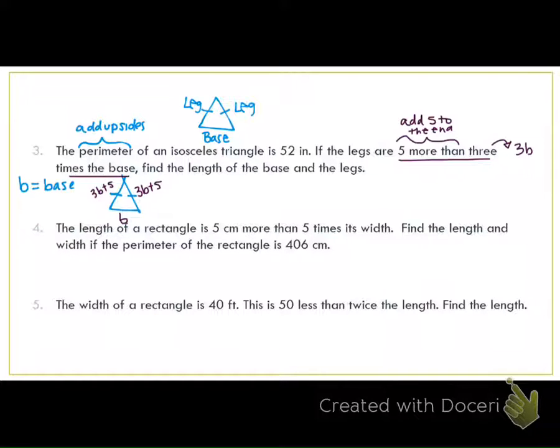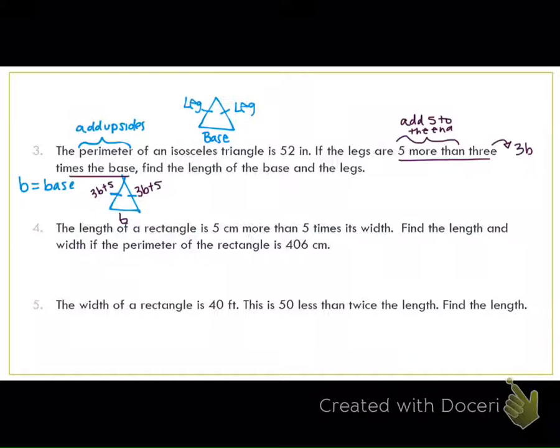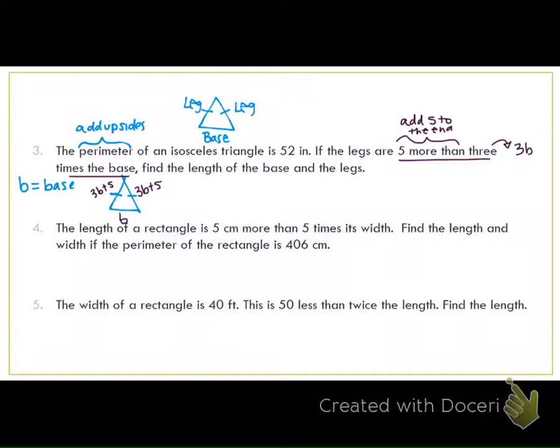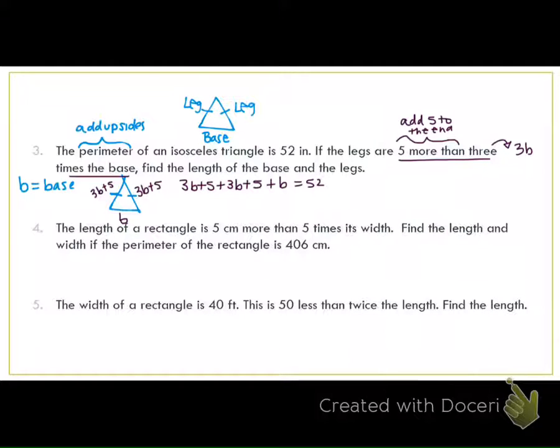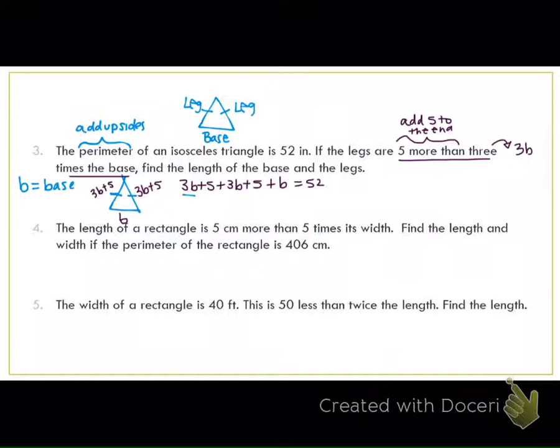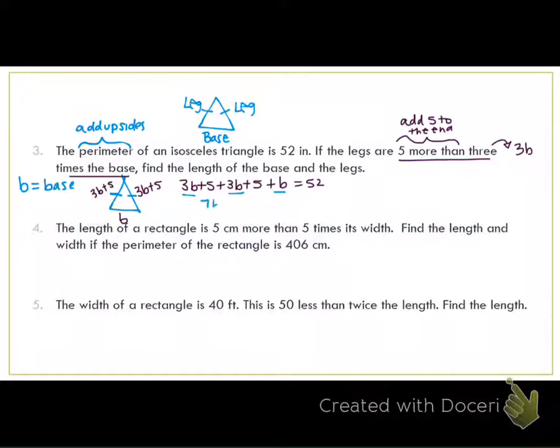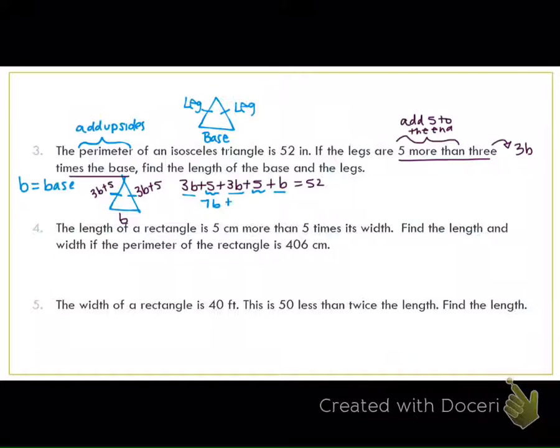Okay, so how do I set up my equation if the perimeter is 52? How can I set up this equation, Myra? Good, you add up all the sides. So she gave me the 3 different side lengths, and we know the perimeter is 52, so it equals 52. Right, so 3b, and b is 7b, and 5 is 10.